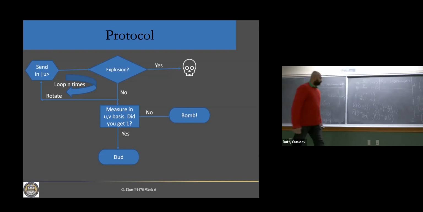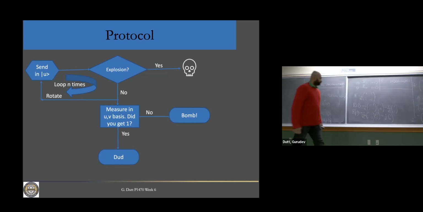Each time I send in U, if it's a bomb in there, every time it'll measure 0. It has to measure 0 because nothing happened, right? There was no explosion. So nothing happening means everything has reset back to the beginning. And we just rotate each time by the same amount, which is epsilon over 2, and therefore we get back the state U every time. So after n rounds of the protocol, we'll still be in the state U if we did not get an explosion. So if I measure in the U, V basis, I must get U because that's what we sent in and there was no explosion. Therefore, nothing happened to the state.